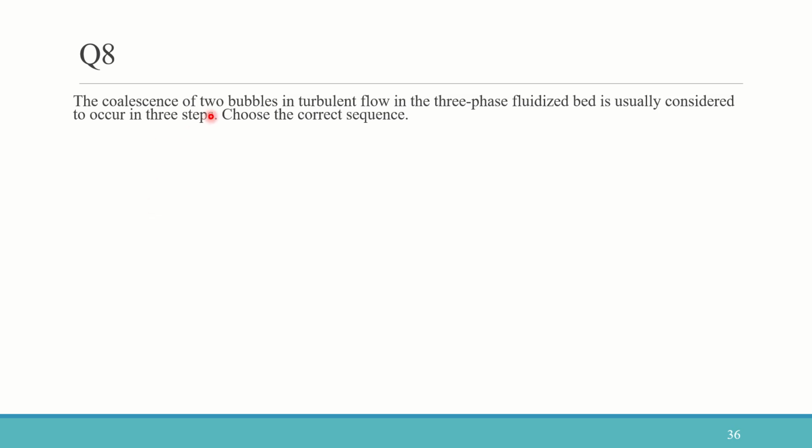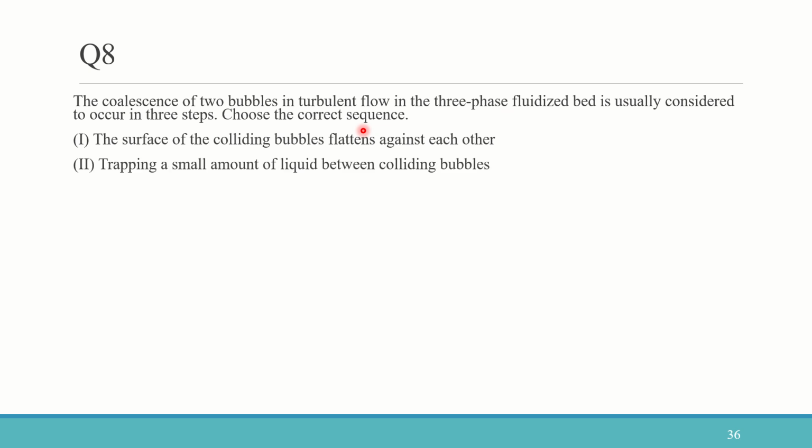In question 8, coalescence of two bubbles in a turbulent flow in a three-phase fluidized bed is usually considered to occur in 3 steps. Choose the correct sequence. Option A, surface of colliding bubbles flattens against each other. Option B, trapping a small amount of liquid between colliding bubbles. Option C, bubbles collide. So we are asked to find the correct sequence when two bubbles are colliding and coalescence is occurring. So we ourselves can look at it before looking at the options also. There are 3 steps given: the first one is surface of colliding bubbles flatten against each other, second one trapping a small amount of liquid between colliding bubbles, and the third one bubbles collide.